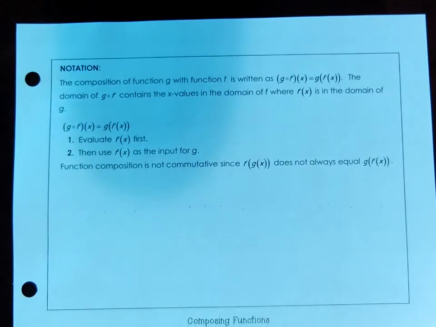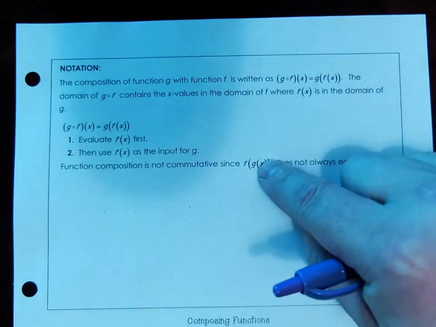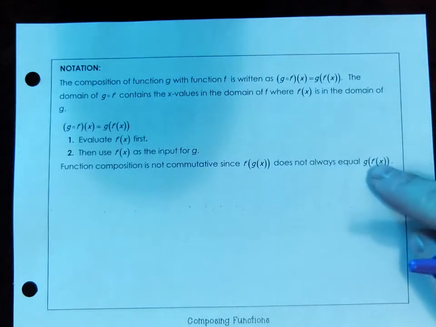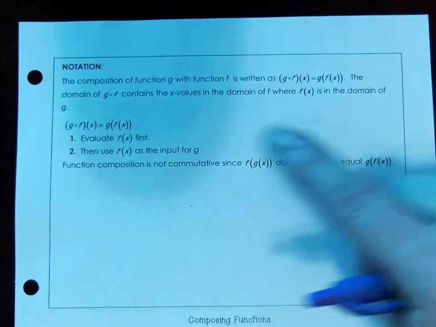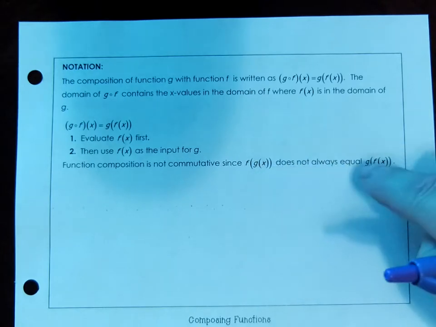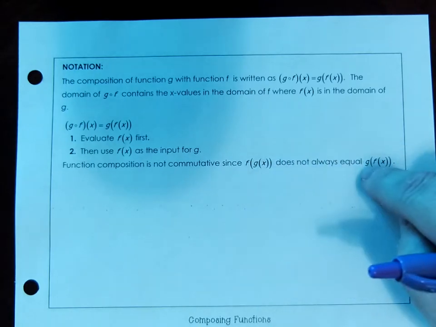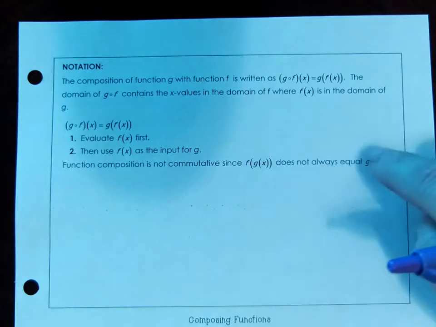So the steps here, if you're doing this with numerical values, you evaluate f of x first, then you put that value into g of x. And it is not commutative because f of g of x does not always equal g of f of x. So it matters the order here. This one says put g of x into f of x. This one says put f of x into g of x. Very different. They can be similar as well, but they can be very different at times.